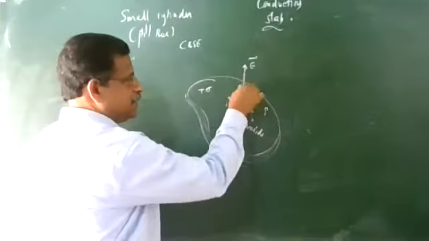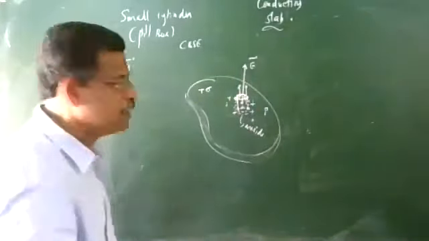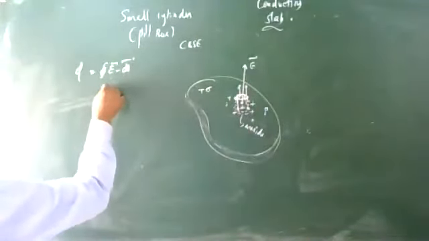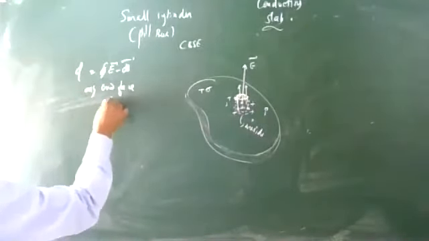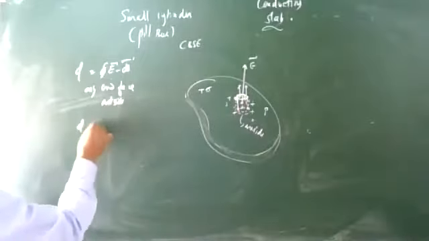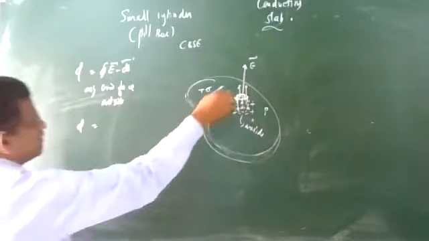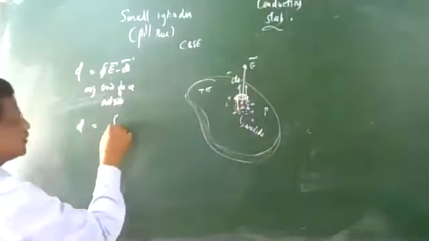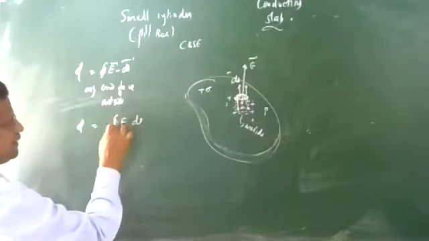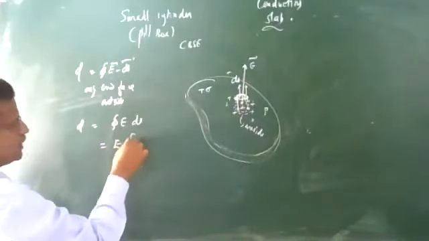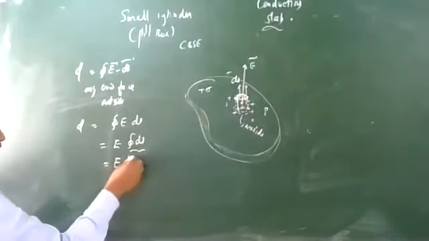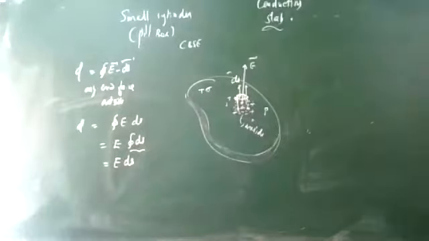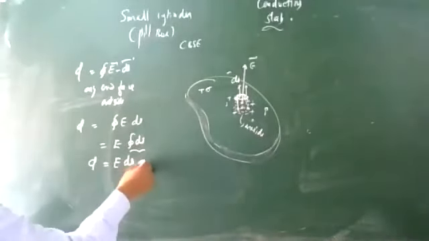So flux comes only from the outside end face, no other face. Flux is only through the end face which is outside the conductor, where E vector and ds vector are in the same direction. So there is the integral of E ds. E will be constant, so the integral of ds is the area, and I am taking it as E ds itself. This is equation number 1.